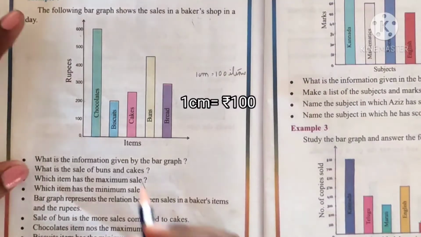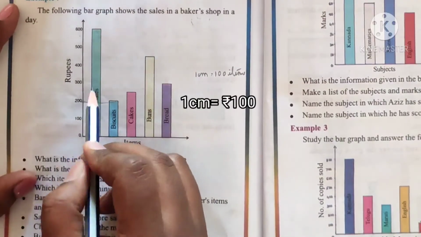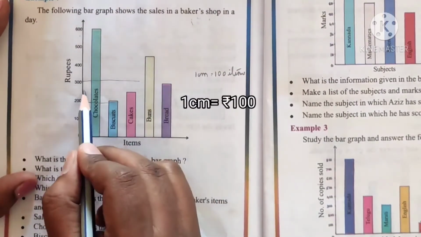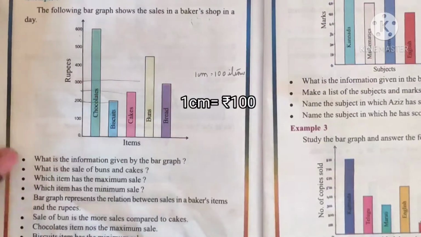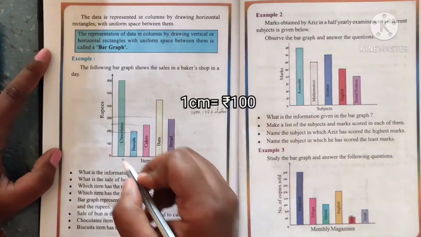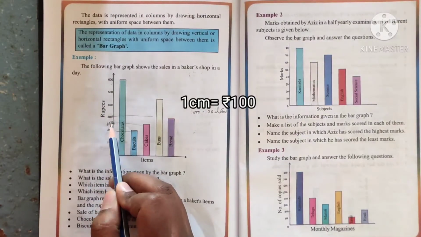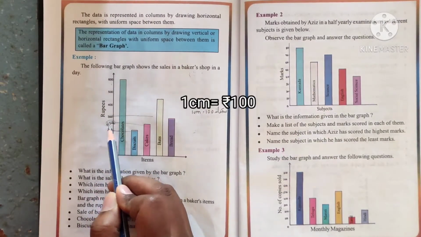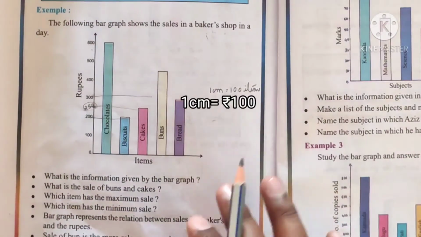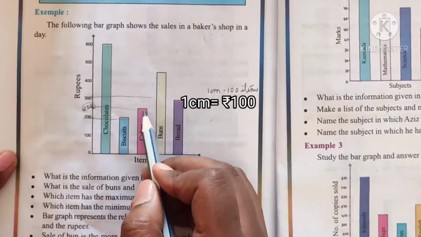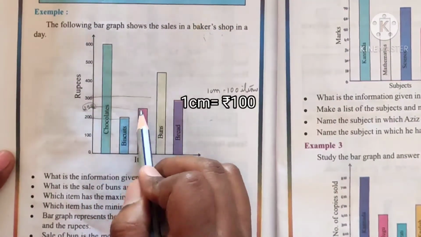And cakes, you can see if this is 200, here is 300, and here it comes between 200 and 300. So the value can be 250, which is exactly in between 200 and 300. So we can say that he has sold cakes of rupees 250.